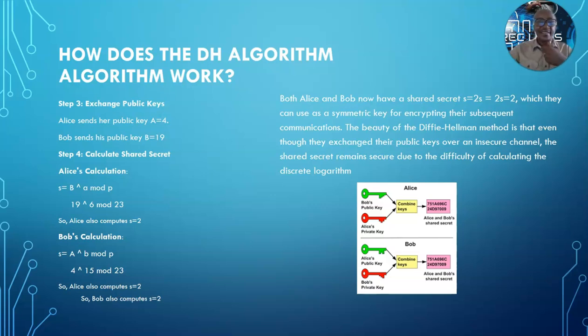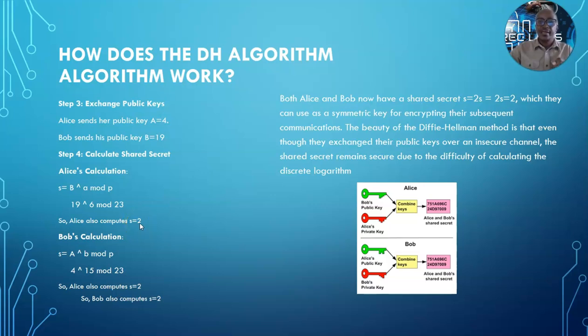So once they do the key exchange, Aris sends his public key 4 to Bob, and Bob sends his public key 19 to Aris. So they both can create a shared secret key. Aris uses Bob's public key, which is 19, that he received from Bob. He raises it to the power of 6, mod 23. That gives you 2 as a shared session key.